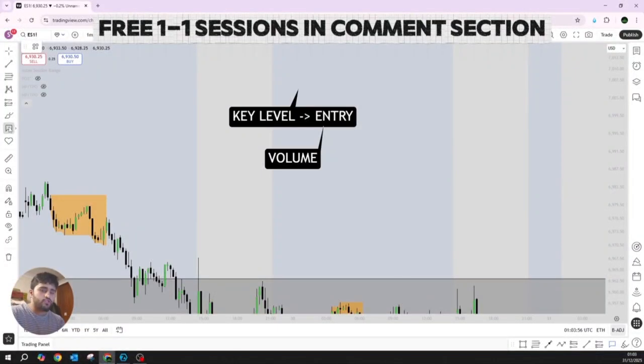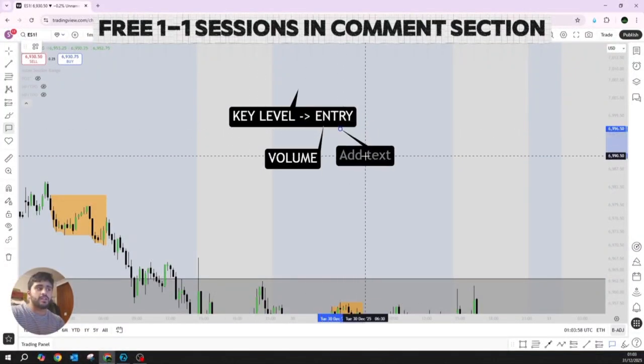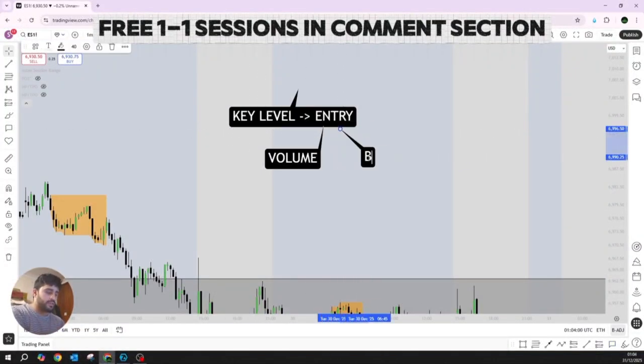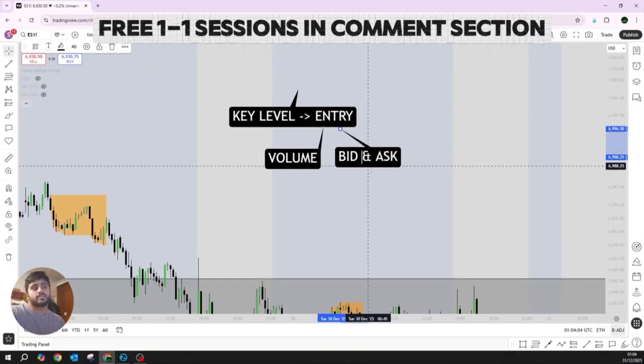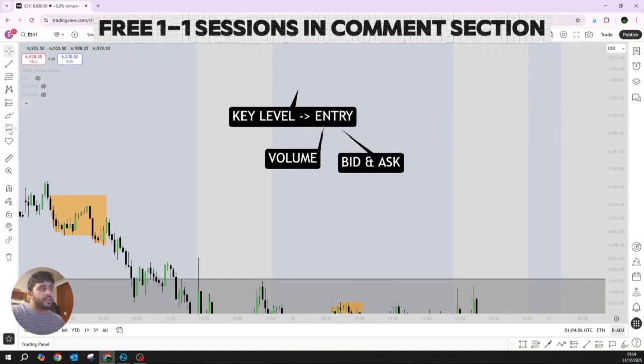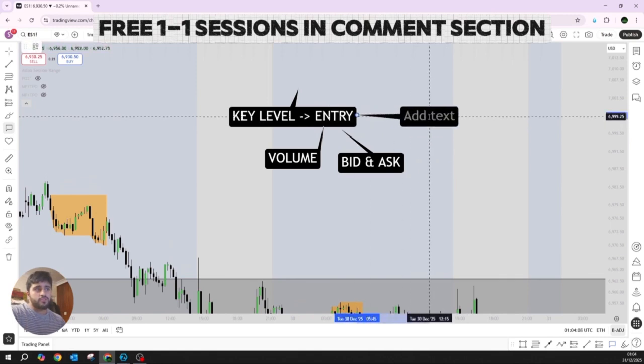You want to be trading during areas of high volume, and you want to be looking at the order flow. So specifically the bid and the ask, right? These are the two things you want to be looking for in terms of your entries. And the last thing following on from entries is you need to know why you are entering a trade specifically. This comes down to one simple thing: absorption.